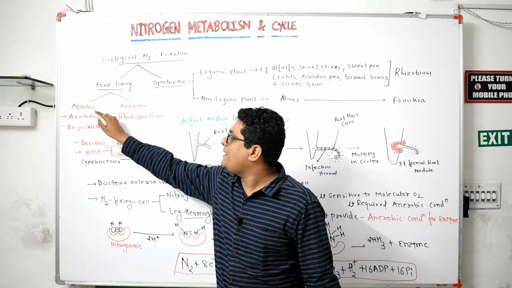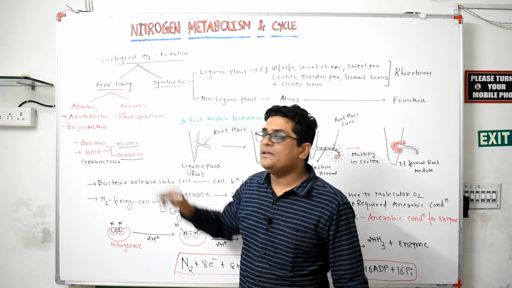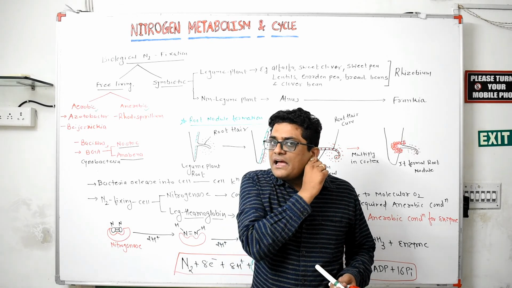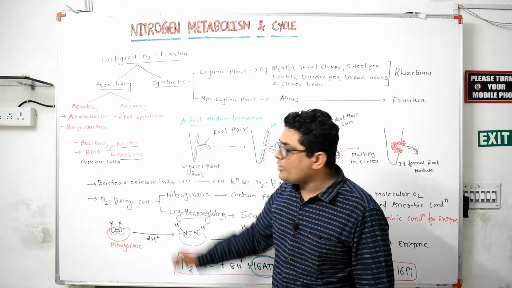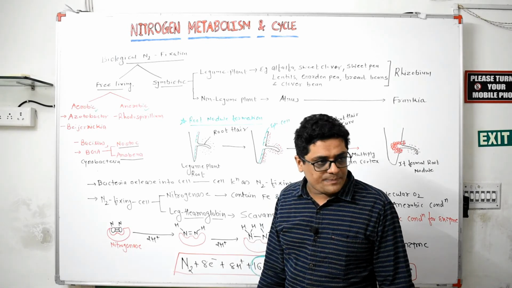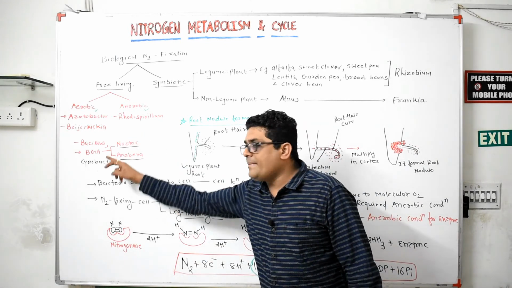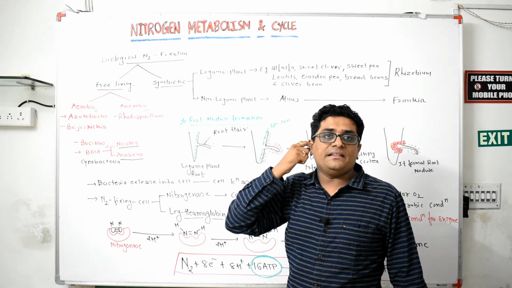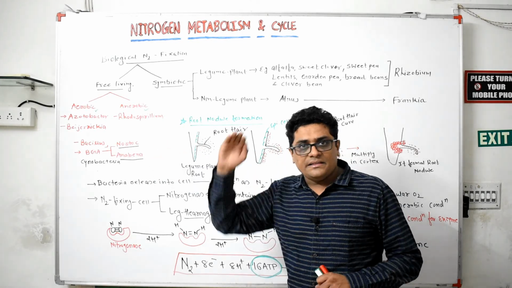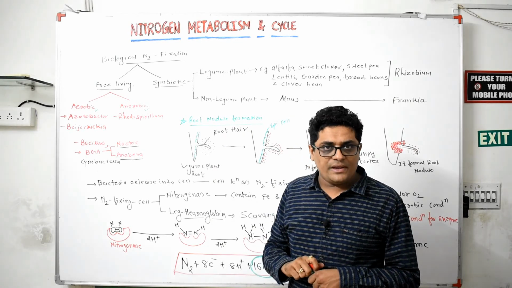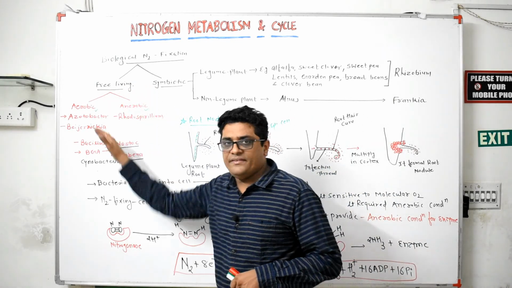This is aerobic and this is anaerobic. The examples of the aerobic bacteria are Azotobacter and Beijerinckia, and the anaerobic bacteria is Rhodospirillum. And the other bacteria, that is Bacillus, and the examples of the cyanobacteria are Nostoc and Anabaena. They fix the nitrogen in the soil. So this is all about the free living bacteria.